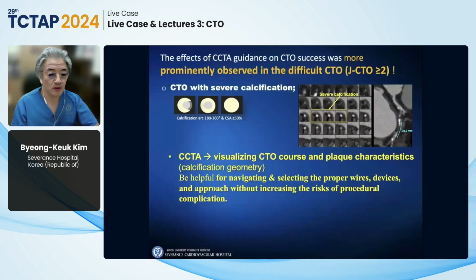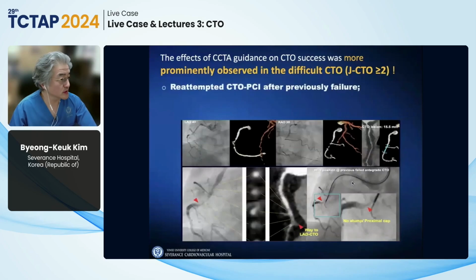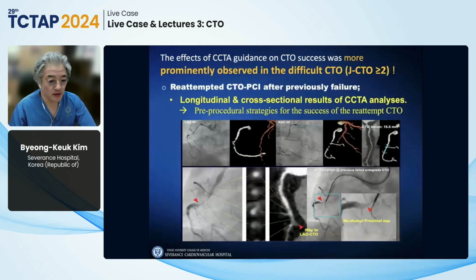In case of CTO with severe calcification, CCTA visualizing the CTO course and plaque characteristics could be helpful for navigating and selecting the proper antegrade and retrograde wire and device without increasing the risk of procedural complications. Especially in the reattempted case, that is, CTO PCI after previous failure, the CTO success could be improved by adopting the strategy for reattempt based on the various information from the longitudinal and cross-sectional results of the CCTA analysis.